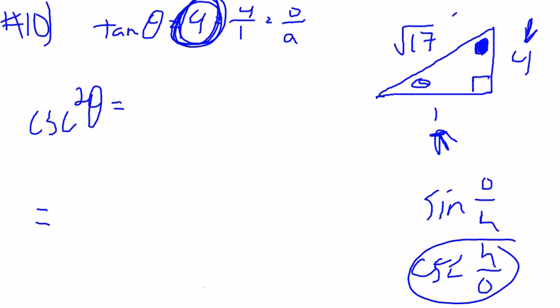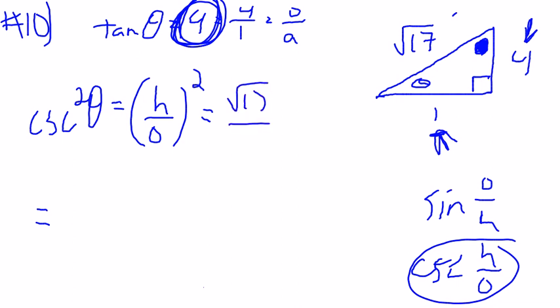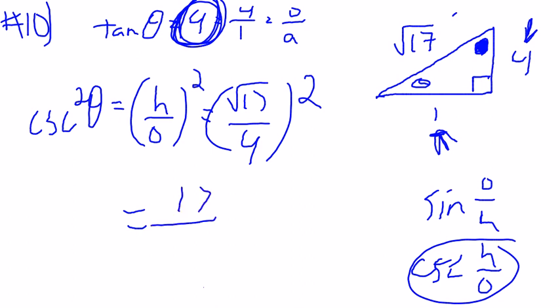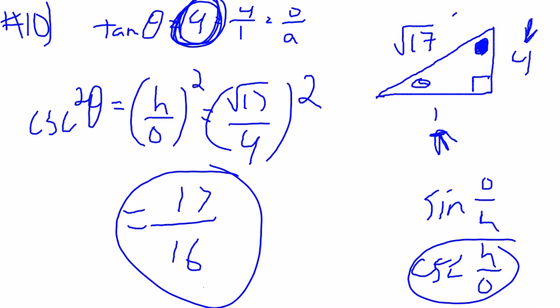So, the hypotenuse is root 17. So that is H over O squared. That gives me root 17 over, opposite is 4, squared. Root 17 squared is just 17. 4 squared is 16. And that's your answer there. That's all. Done.